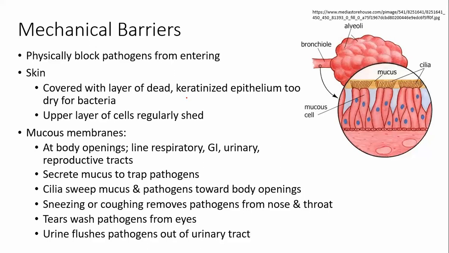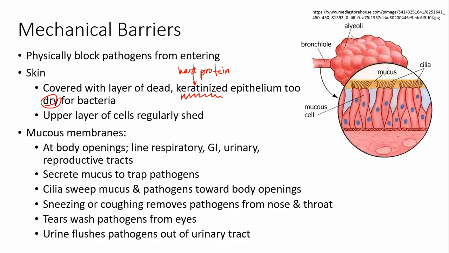So skin is covered with a layer of this dead keratinized epithelium. Keratin is a hard protein. It is the protein that makes up your nails, that makes up a dog or cat's claws, makes up hooves, also makes up your hair. And then, since that layer of cells is dead, there's not really any circulating blood vessels or moisture or anything. It's very dry, so bacteria have trouble surviving there.